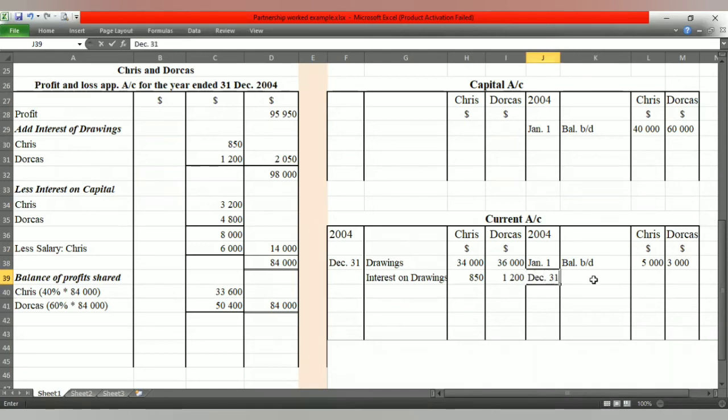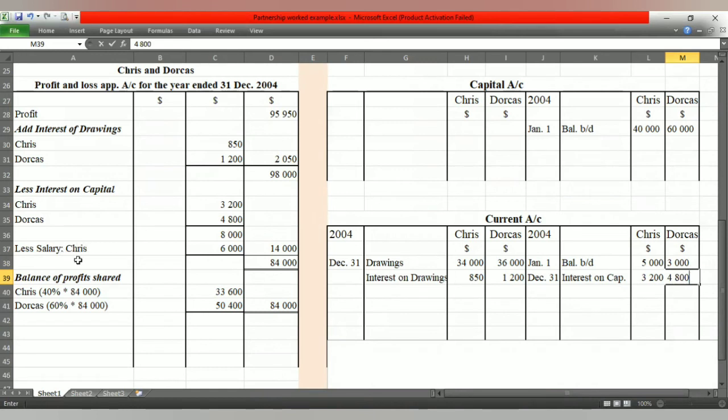So December 31st, details interest on capital, and the value for Chris is 3,200. They use the columns accordingly as you go along. They share the same details. So all you need to do is just put the amount as reflected in the respective columns. Dorcas is 4,800.